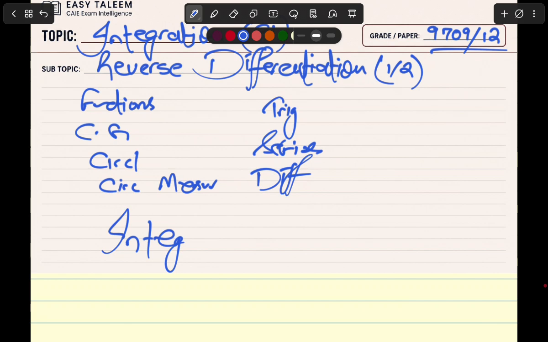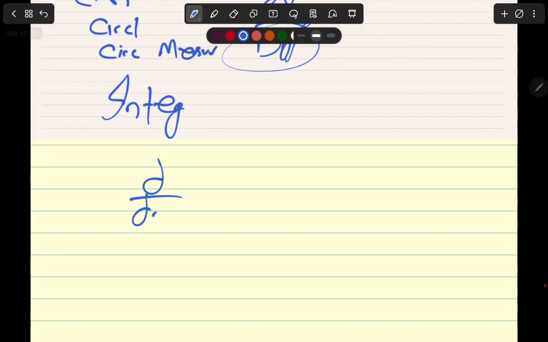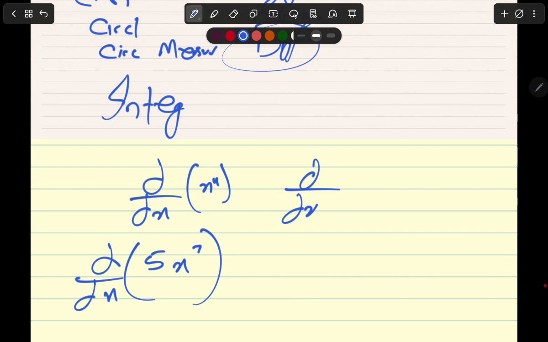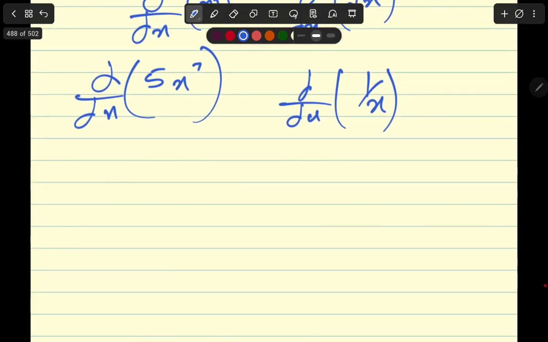The syllabus places integration immediately after differentiation in P1, emphasizing it as a natural continuation of calculus. Now, let me ask you something. In the previous lectures, I asked questions like, could you differentiate x to the power of 4? We also differentiated 5x to the power of 7. We also differentiated the surd of x. We also differentiated the reciprocal functions. We did all of those, right?